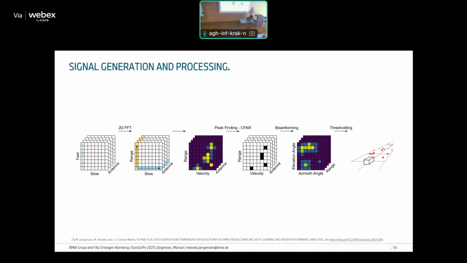So with the FFTs, we can extract information like distance, like relative velocity. We can then do beamforming, which is basically also an FFT, but in the spatial domain. And what we can get from that is this representation, which you saw beforehand. So this is the whole processing chain. The simulation takes place here, and also the processing I integrated in my framework so that you can use input data for your machine learning model at different stages.